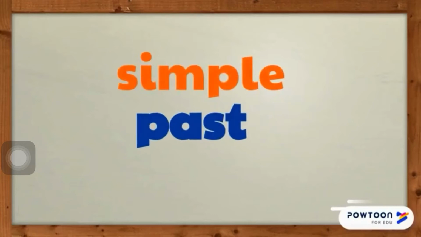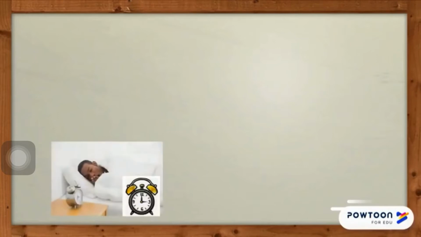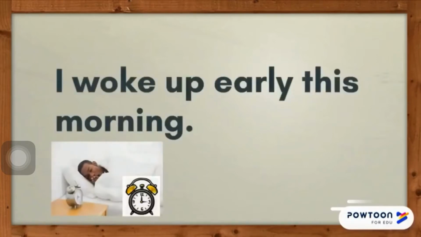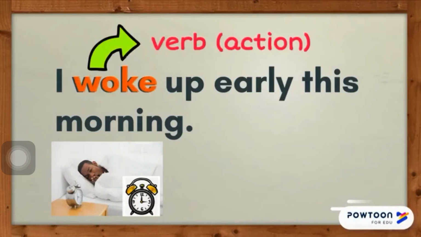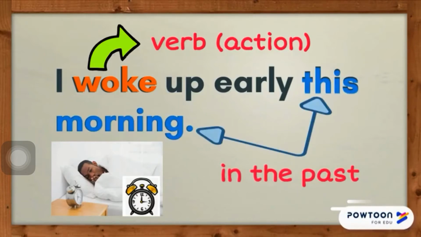Simple past. Take a look at this example. I woke up early this morning. Now in this example, the word woke is a verb. It's an action. And this action happened in the past. And we know this because it happened this morning.